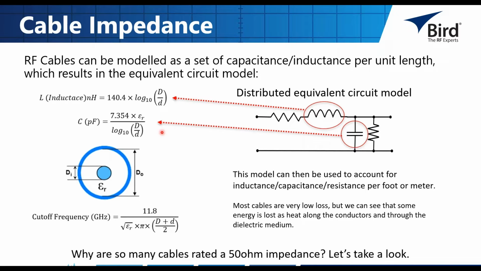Now, a lot of times we think of RF cables as lossy, or you're experiencing some loss as the signal travels down the line. We have a distributed equivalent circuit model where we're talking about the capacitance, inductance, and resistance that you're experiencing down the line. We can calculate these parameters, and usually you'll see something like capacitance per foot, inductance per foot.